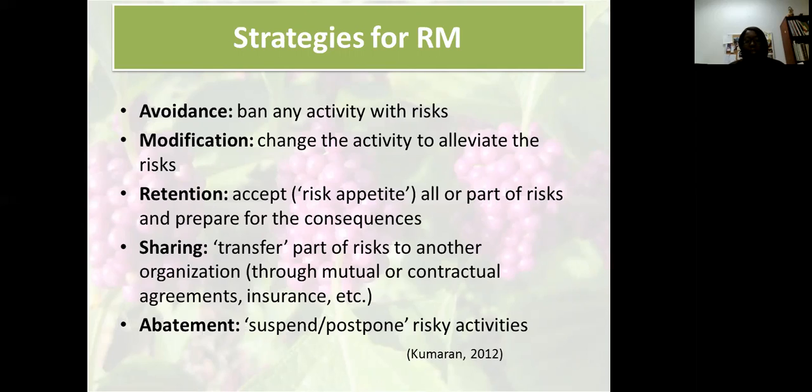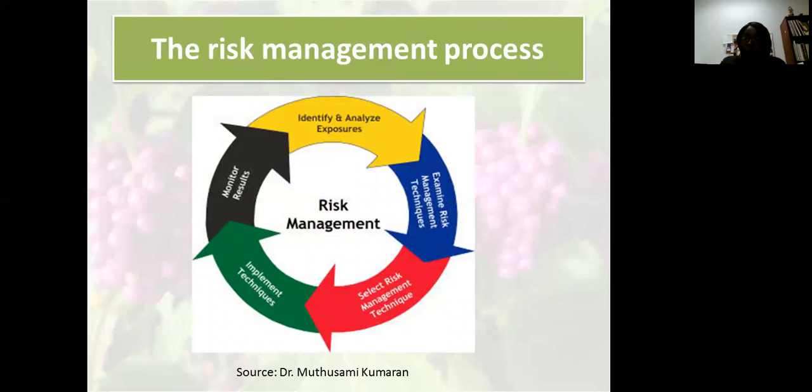And then sharing, which is to transfer part of the risk to another organization. And so if we have a tree that needs cutting down, we pass that risk on to a third party. So they will share the risk. And then abatement, which is to suspend or postpone risky activities. And that's where we cancel our work in the demonstration gardens, for example, if it's too cold or too hot.